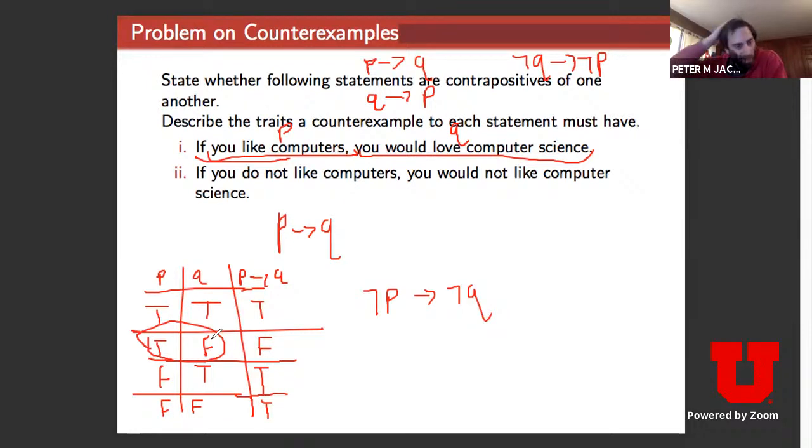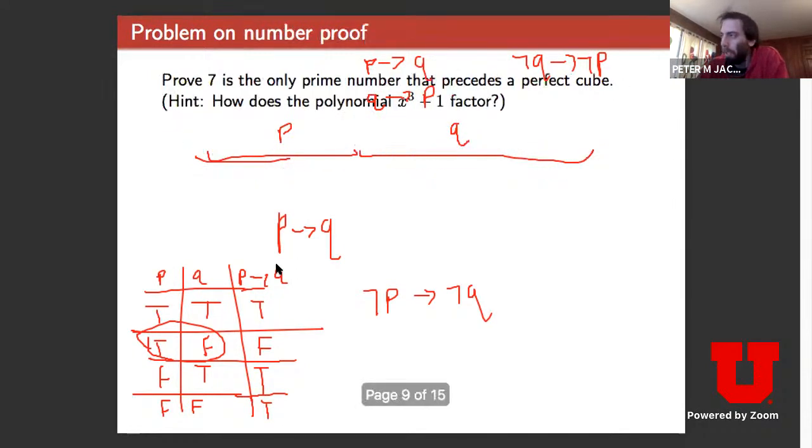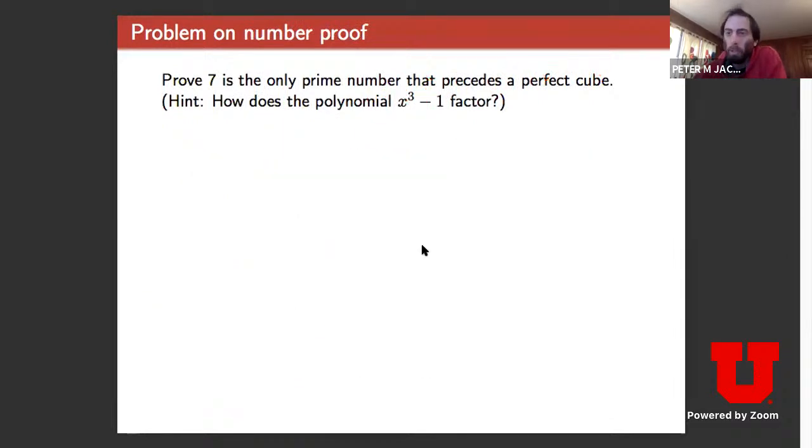All right, sorry that I didn't give you much time to ask questions on that, but let's just take a look at this last one because of the time. So we have 8 minutes, which is plenty of time to start looking at this one. It says, prove that 7 is the only prime number that precedes a perfect cube. Okay, so let's just start doing this one. So we want to prove that 7 is the only prime number that precedes a perfect cube.